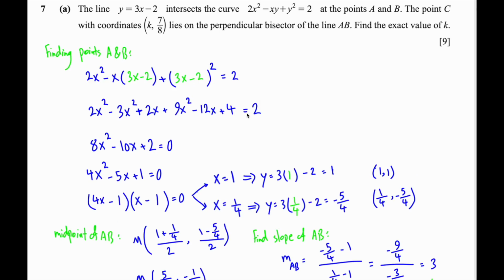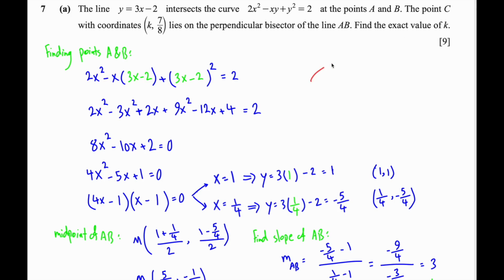Question number 7, part A. We're given the equation of a straight line, y equals 3x minus 2, and we're told that it intersects with this curve at 2 points A and B. The point C with x coordinate k and y coordinate 7 over 8 lies on the perpendicular bisector of line AB. Find the exact value of k.